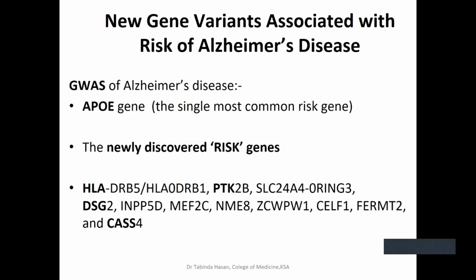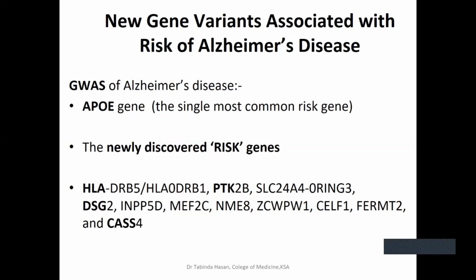Of course, the single most common risk gene is the APOE gene, but there are other new genes that, at this stage, are being called risk genes. We don't call them causal genes, because we are not sure if they really cause Alzheimer's, but we still give them the term risk gene, because the presence of these would predispose to development of the condition later on.